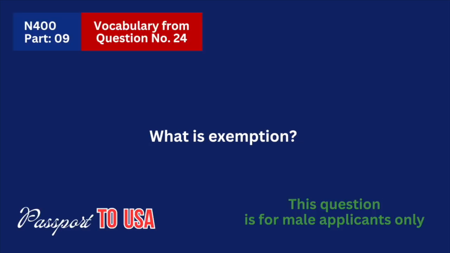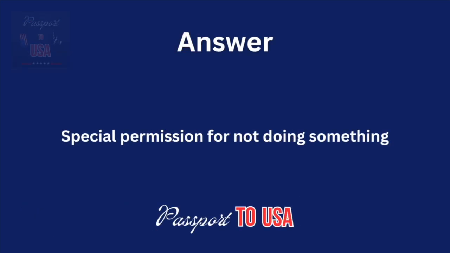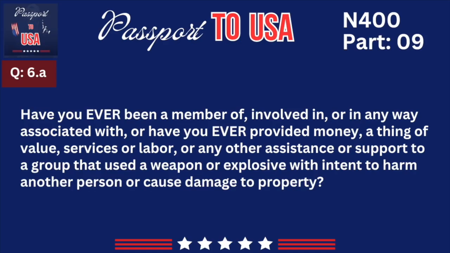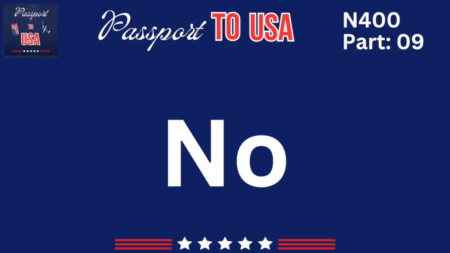What is exemption? Special permission for not doing something. Have you ever been a member of, involved in, or in any way associated with, or have you ever provided money, a thing of value, services or labor, or any other assistance or support to a group that used a weapon or explosive with intent to harm another person or cause damage to property? No.